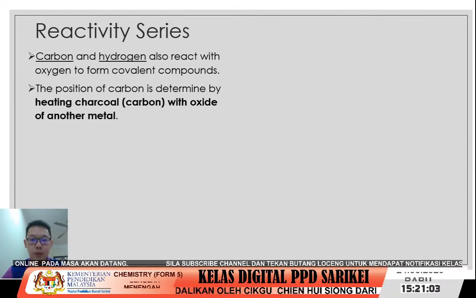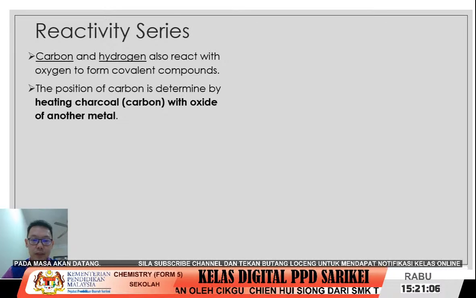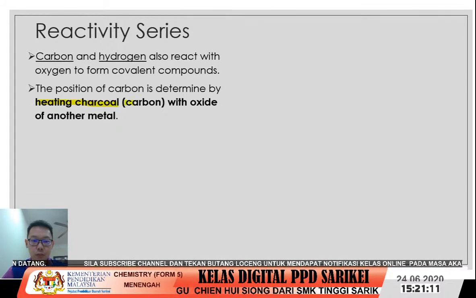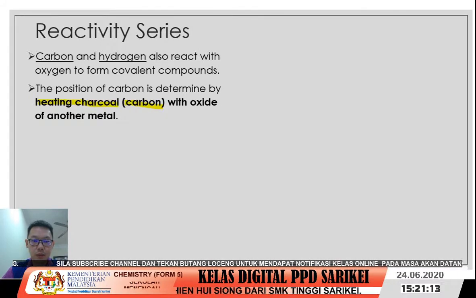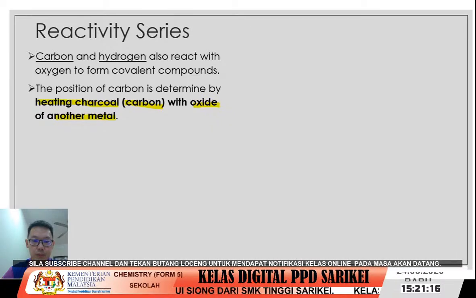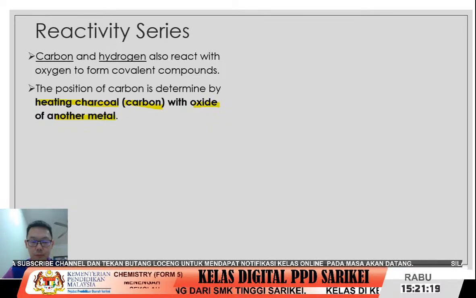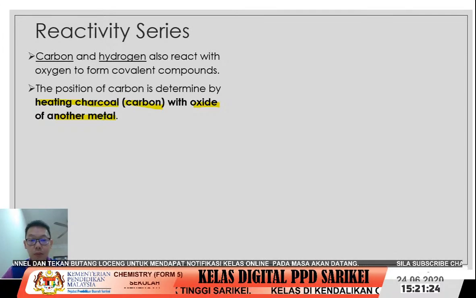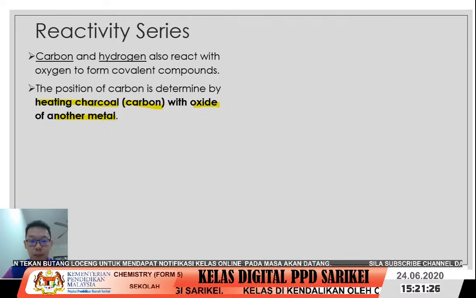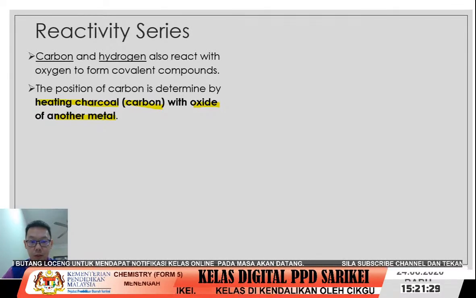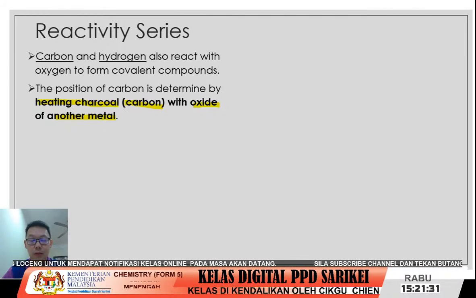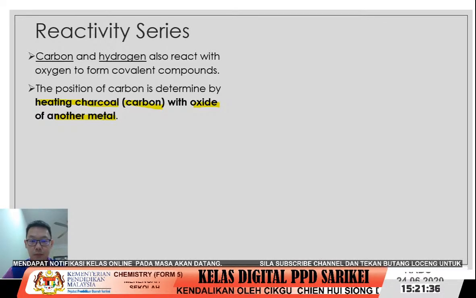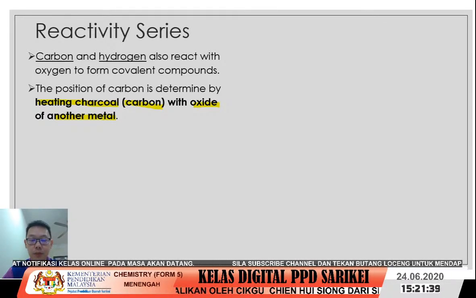We can determine the position of carbon inside the reactivity series by heating charcoal with the oxide of another metal. Charcoal is carbon. So the theory applied here is, if the carbon powder is able to displace another metal from its metal oxide, that means carbon is more reactive than that particular metal, and carbon is placed above that metal.